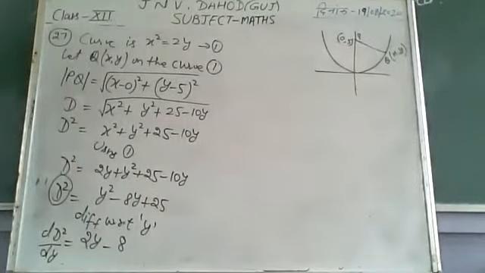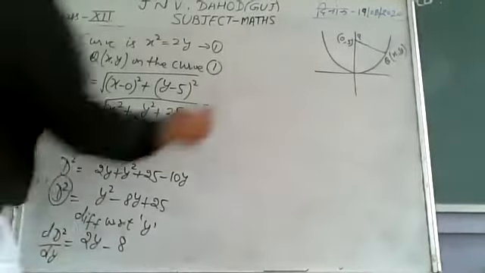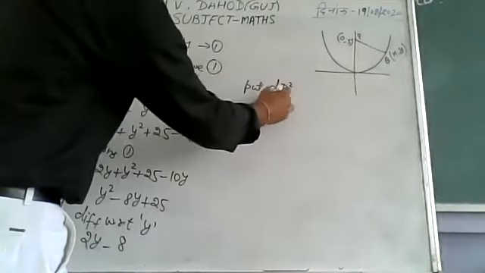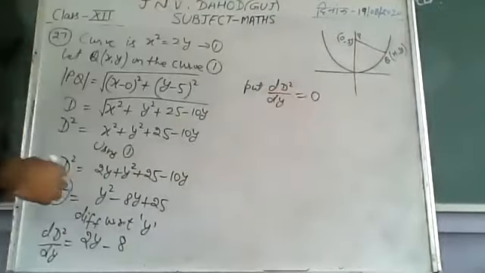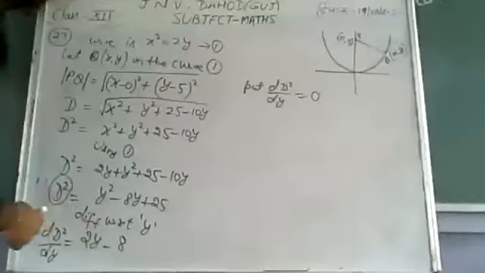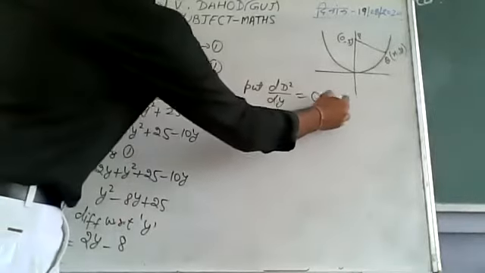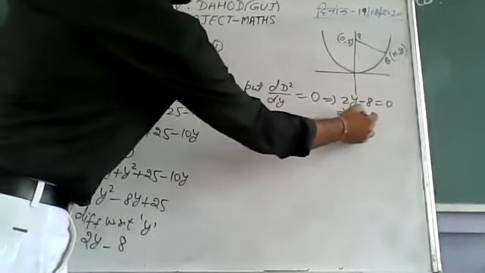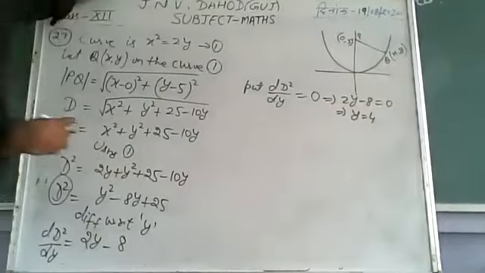Now to find the critical point, to find the turning point, we differentiate it and put it equal to 0. So put the derivative of distance equals to 0. So we find that 2y minus 8 is equals to 0. On simplifying, we find y is equals to 4.